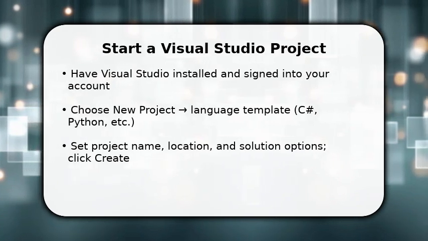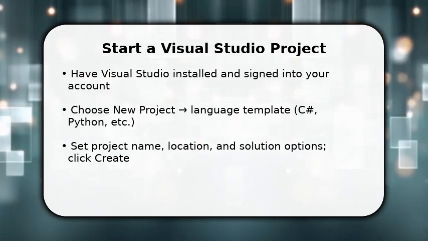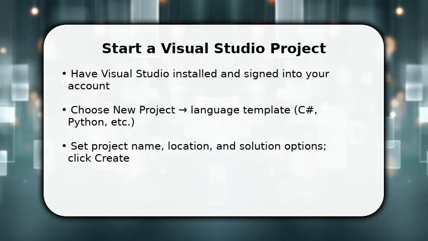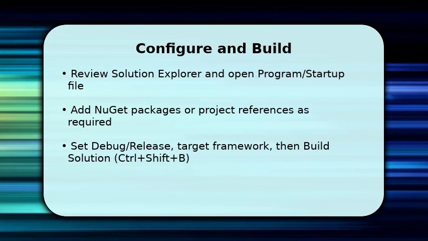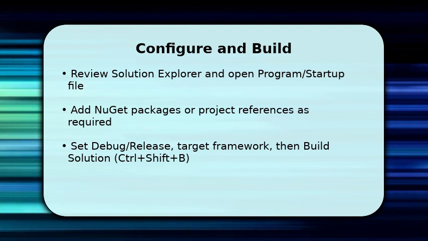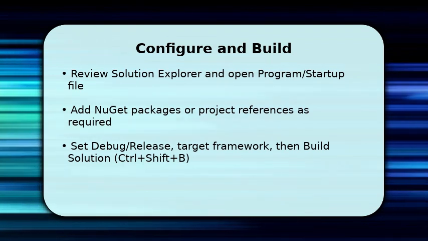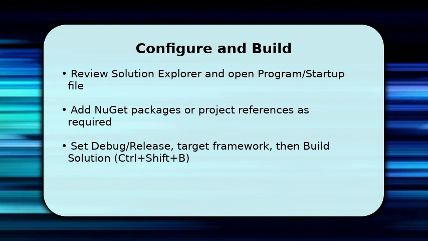Now configure the project to run correctly. You open Solution Explorer and inspect program or startup files to understand the entry point. If you need libraries, add NuGet packages or project references and restore packages. That resolves missing APIs. Next, pick Debug or Release and confirm the target framework to match deployment. Once done, build the solution using Build Solution or Ctrl+Shift+B to compile.